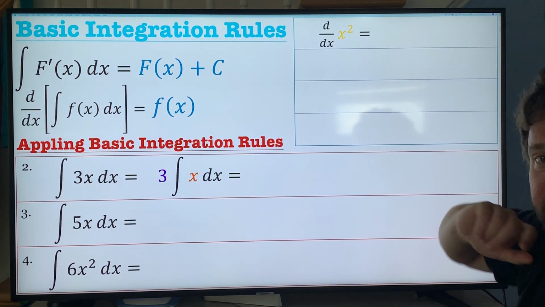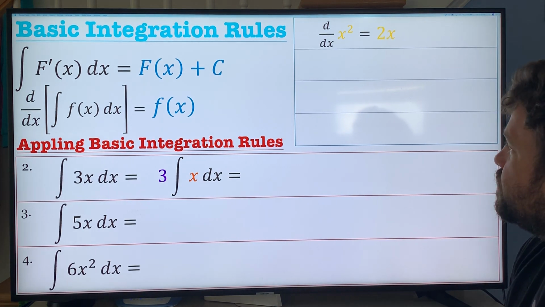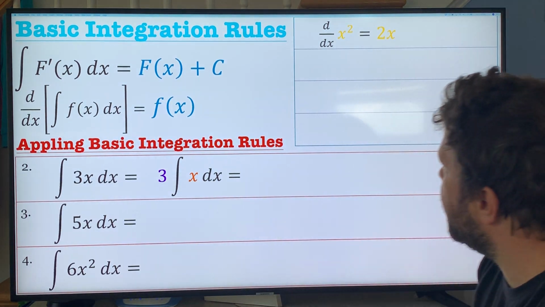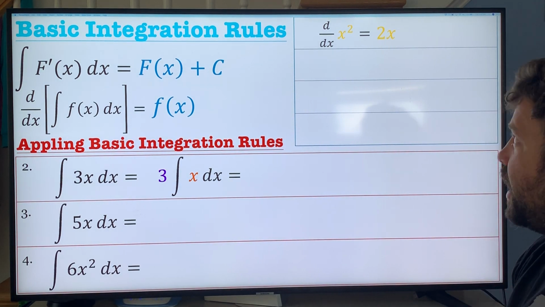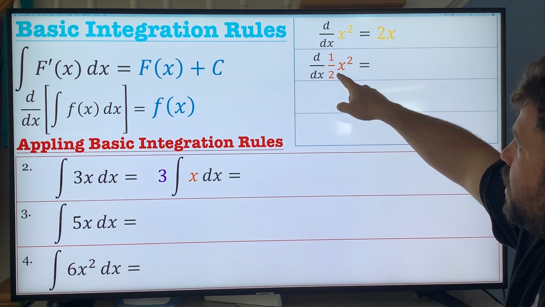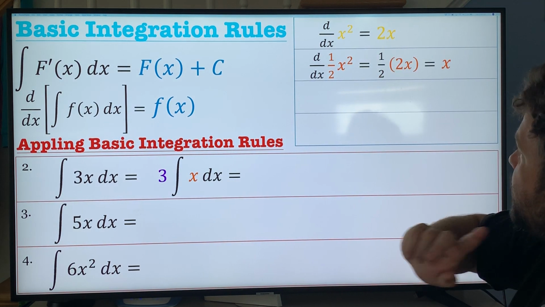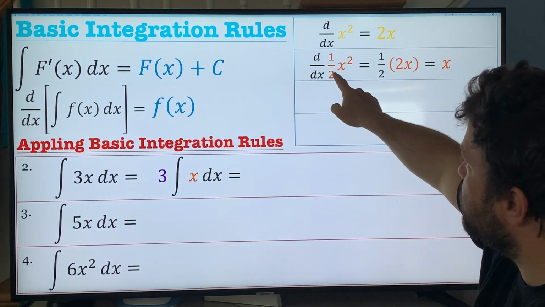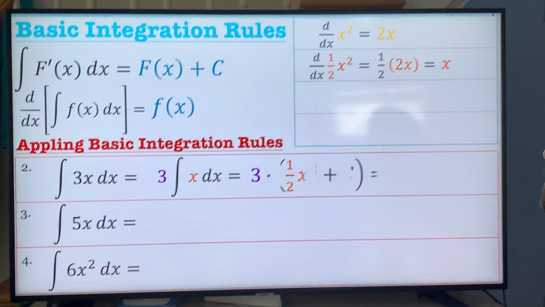Do you guys remember? Well, I'm going to help you out if you don't. What is the derivative of x squared? Just yell your answers. 2x, right? But we need to make it an x. So how do you get 2x to be an x? You take half of it. So what's the derivative of 1/2 x squared? 1/2 times 2x, which is x. So the integral of x is 1/2 x squared plus c.